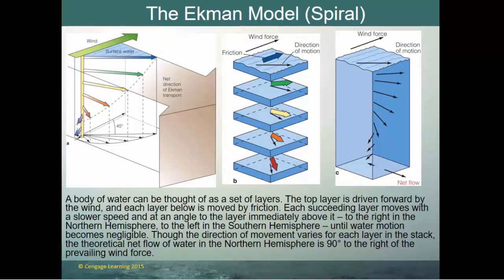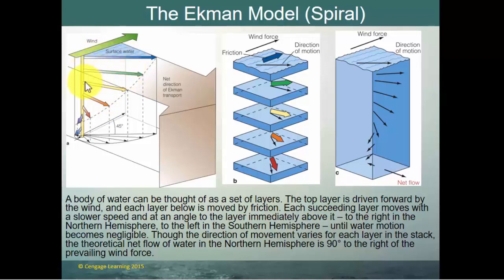And this veering of 45 degrees is known as Ekman currents, or the Ekman model, or the Ekman spiral, depending on how you want to define it. So again, the wind at the surface is blowing in this direction, and because of Coriolis, the surface water blows at about 45 degrees to the right of it. But each additional layer deeper and deeper in the water also moves to the right of the layer above it.